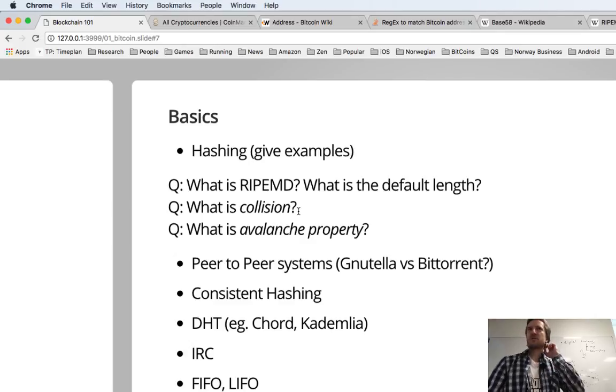Okay, what is a collision? Yeah? Correct. So if I have two distinct inputs and I use the hashing algorithm and they give me the same hash, I have a collision. And why is it undesirable? Why don't we want that? Yeah?